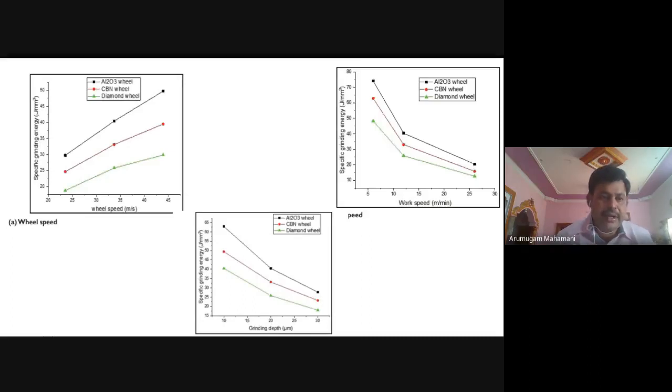So again, the wheel speed and specific grinding energy. Specific grinding energy is a sustainable machining component, so we added this. If you are using a diamond wheel, the specific grinding energy is very low, the CBN wheel is moderate, and the Al2O3 wheel is more. So in all the observations we got, the diamond wheel is performing better.